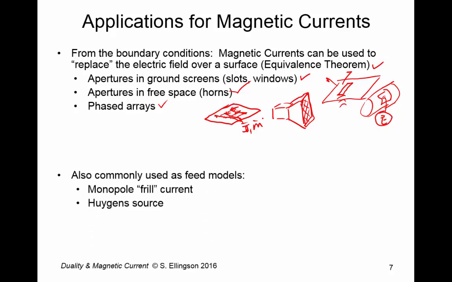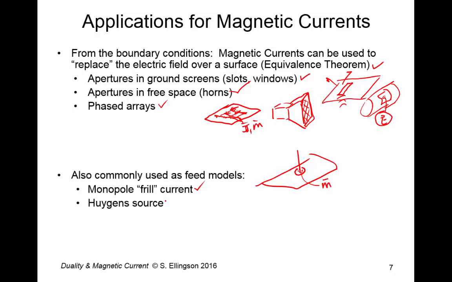This is also commonly used in feed models. For example, here's a sheet. We may have a monopole sticking out of this sheet, and the monopole emerges from a hole. So one way to represent the feed part of the monopole is to replace this section here with this thing that's known as a monopole frill current. And that frill current turns out to be best represented as a magnetic current.